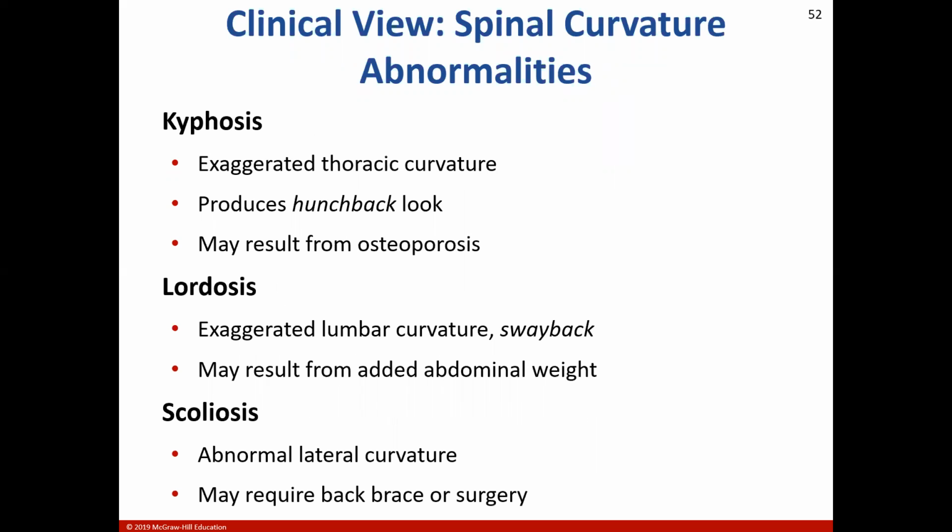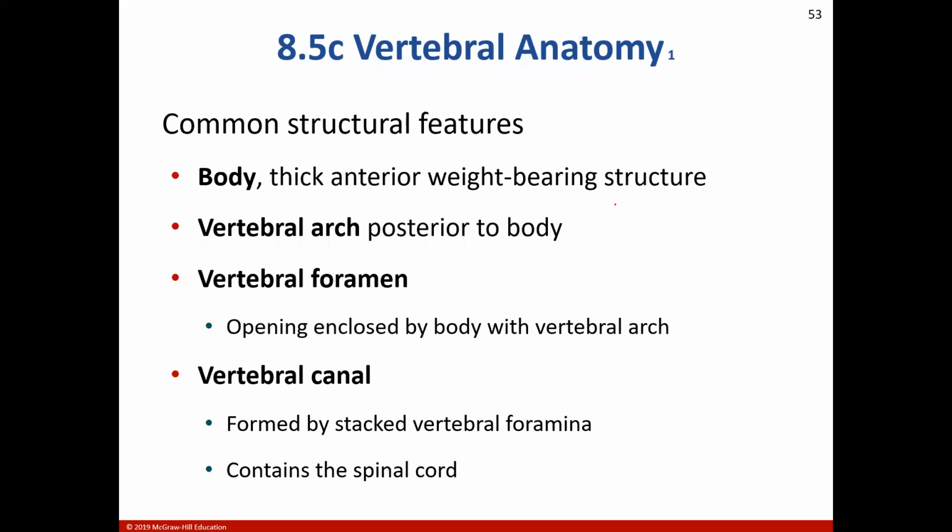So kyphosis is an exaggerated dorsal or posterior curve. Hunchback, Dowager's hump in people with osteoporosis. Lordosis is the sway back where your anterior lumbar curve comes way too forward. Scoliosis is a lateral curve. Scoliosis is like an S curve if you're looking at the anterior. So the curves are lateral, but you see it from the anterior.